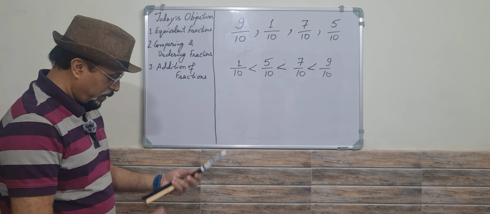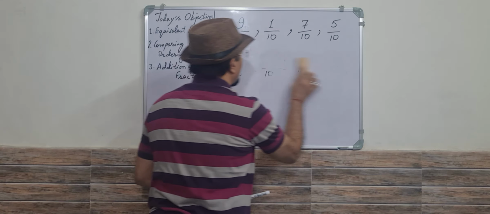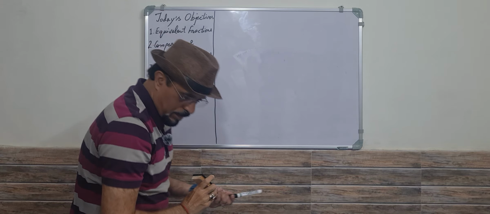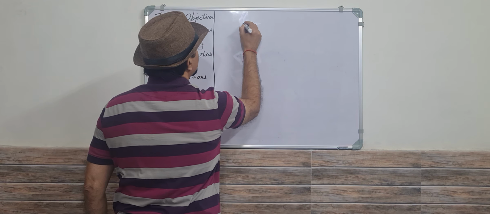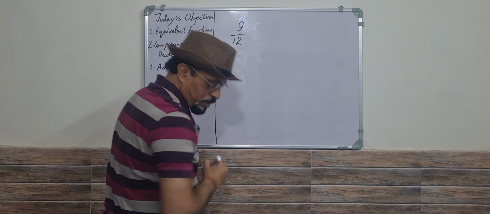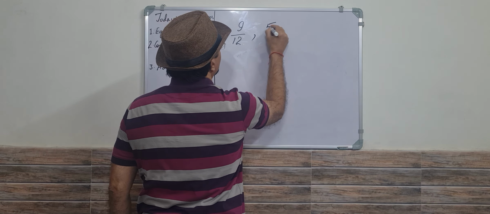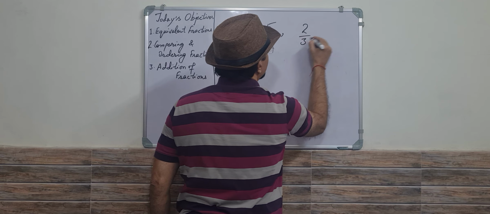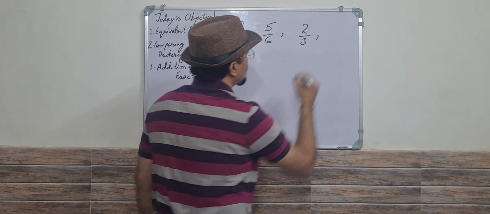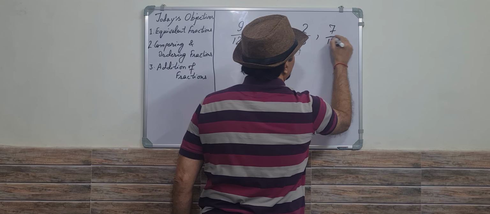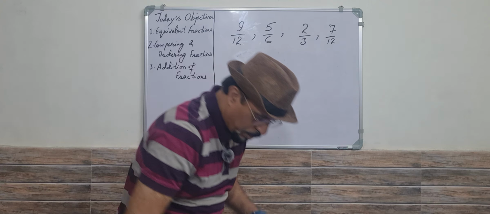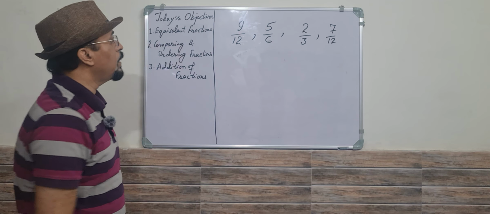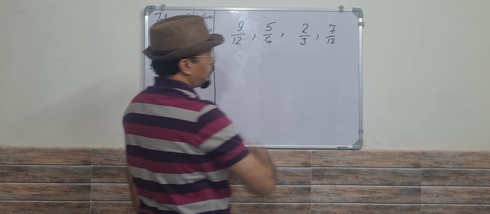But what if we are having fractions where the denominators are not same? I'll give you another example. Let's say I'm having 9/12, 5/6, 2/3, and 7/12. And we need to arrange them into ascending order or descending order. Means we need to first of all find out which is greater and which is smaller.